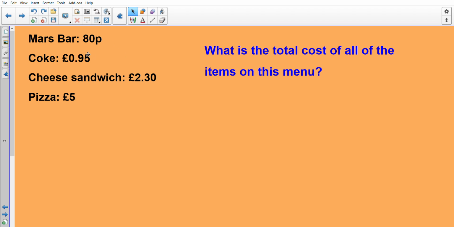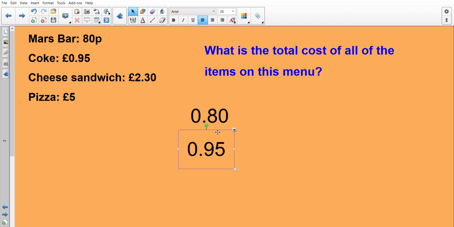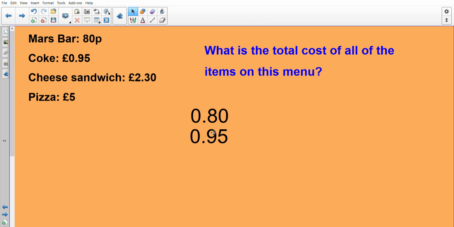So first of all, 3 of them are in pounds, 1's in pence, so we need to put them all into pounds. Okay, so we need to say what is 80 pence in pounds. So we'll put our pound sign just to be clear what we're doing. Well, 80 pence is £0 and 80 pence, isn't it? Okay, so that's the first item on our list. Coke is 95 pence, but it's written in pounds. I'll get rid of that pound sign just to make it a bit easier. So we've got 0.95, and just remember we need to line up those decimal points. That is key. The decimal points have to be on top of each other. Everything else can go around those.